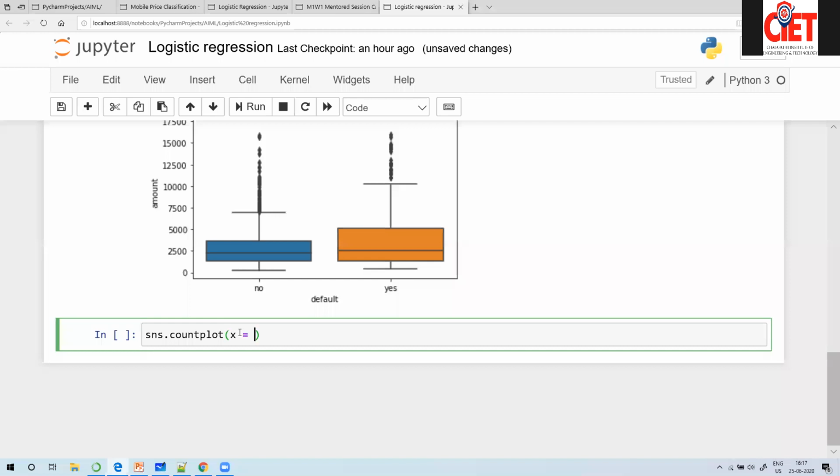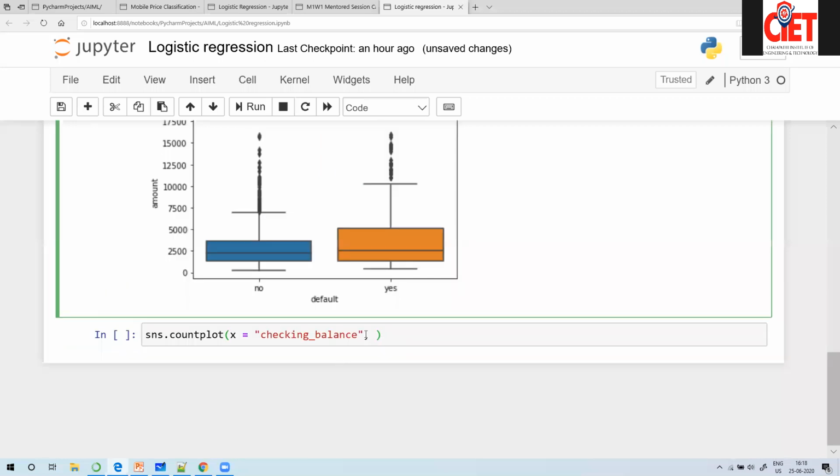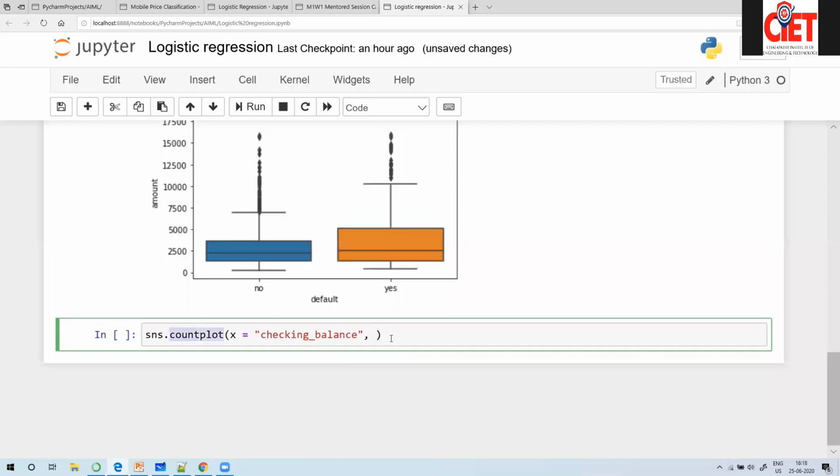So on X, I am going to use checking_balance and look at the type of the plot. Previously, we have used a box plot because one is a continuous variable and the other one is a discrete variable. Now both are discrete variables, so we need to produce a bar chart. So we use hue equal to default, countplot, which is nothing but the bar chart. Data is equal to data.